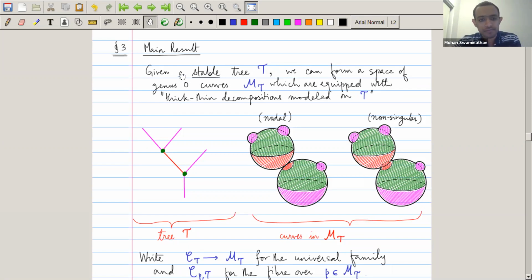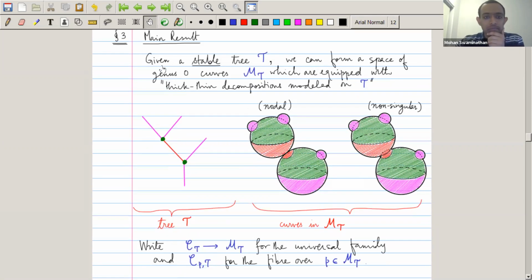So first I will set up some notation before I can state the main result. Given a stable tree T, first let me tell you what a stable tree is. A tree is just what you think it is, namely a graph with no cycles. A stable tree is one in which every internal vertex has degree at least 3. An example is this picture on the left. This is a tree which has 2 internal vertices, marked in green, and each of them has degree 3. Given a stable tree T, we're going to form a space of genus 0 curves.